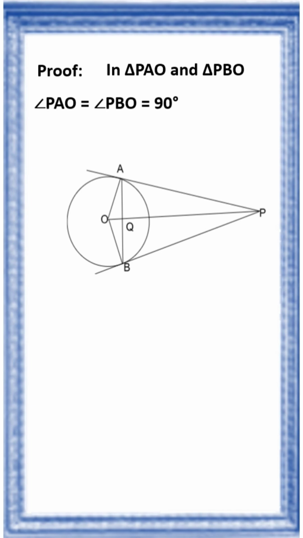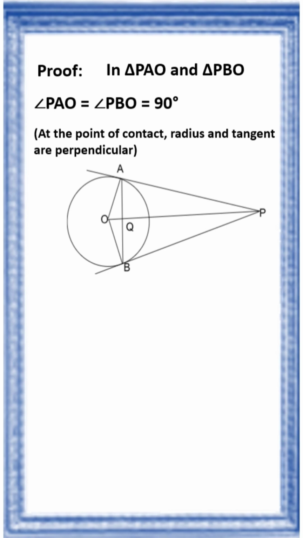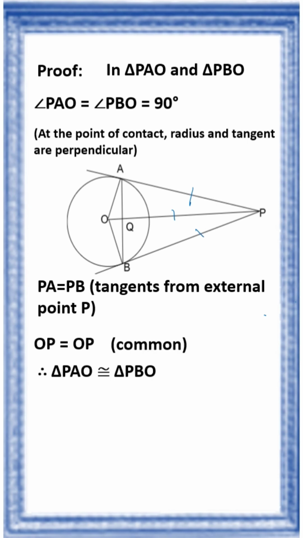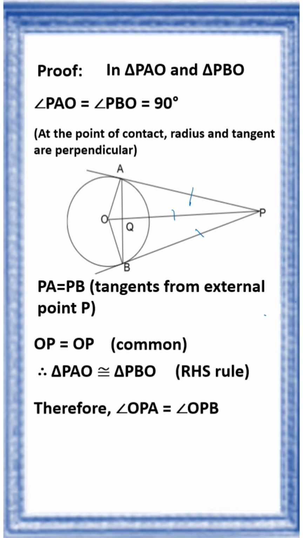angle PAO is equal to angle PBO, that is equal to 90 degrees, because at the point of contact radius and tangents are perpendicular. PA is equal to PB, tangents from the external point P. OP is common. So triangle PAO is congruent to triangle PBO because of the RHS rule, right angle, hypotenuse and side rule.